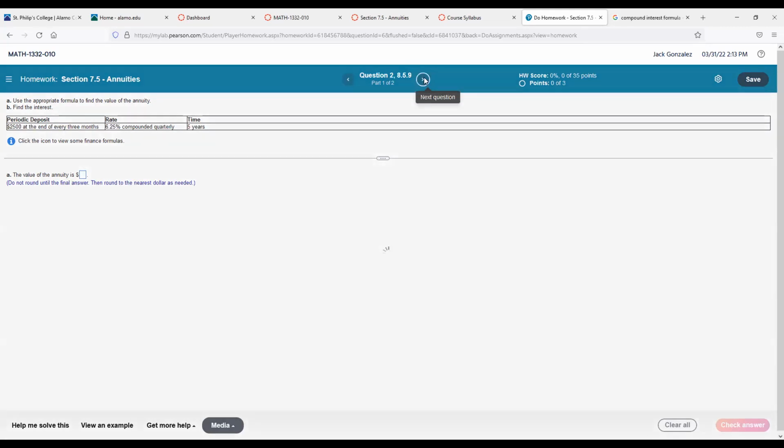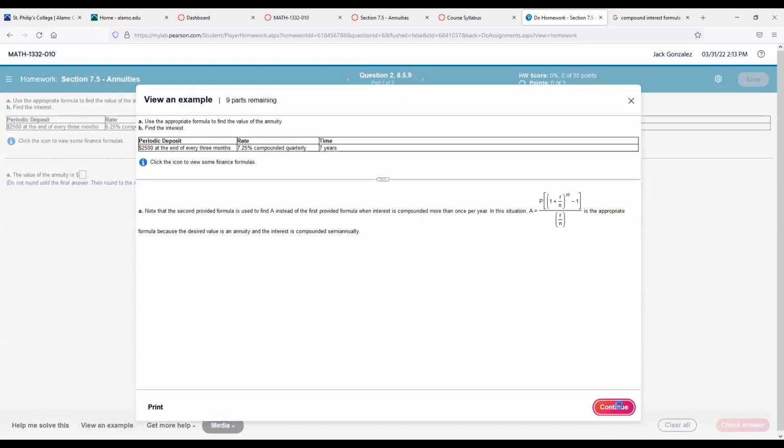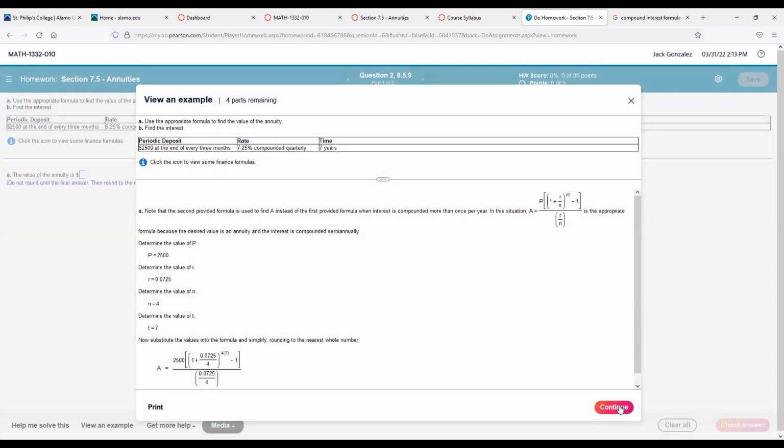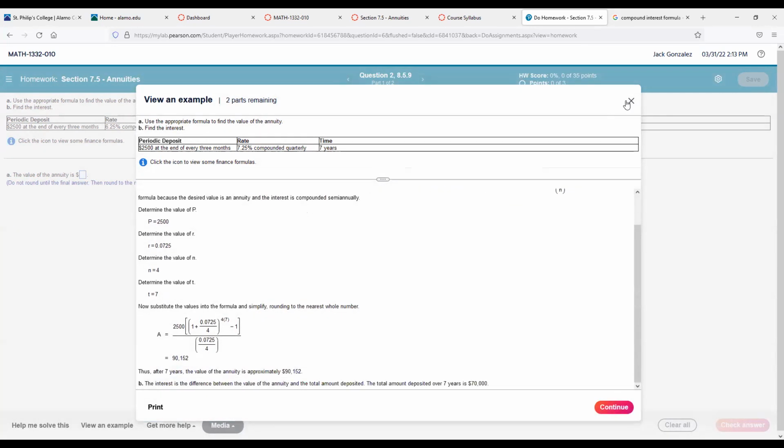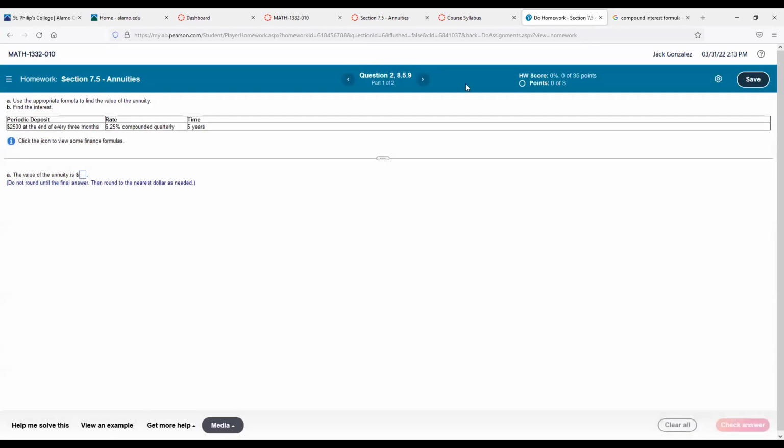Question two, similar. Let's see if it's worth doing. Try and do something more different. It's similar, same thing. This one's different.